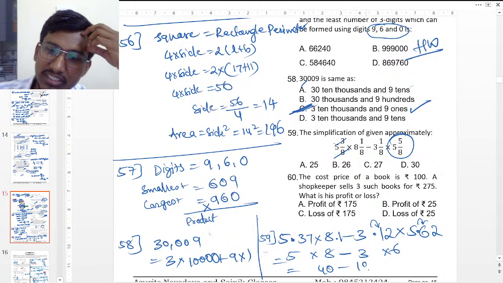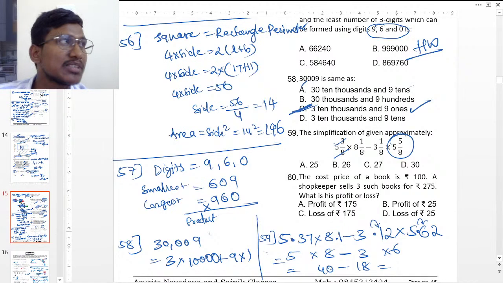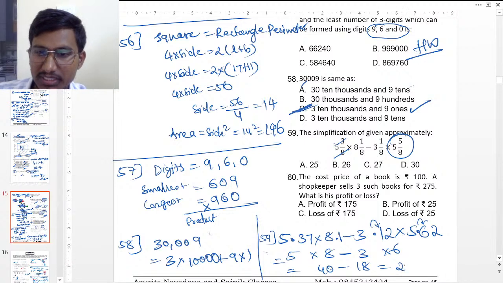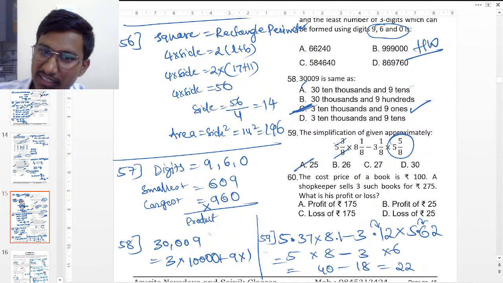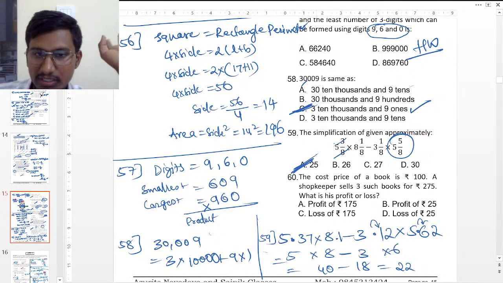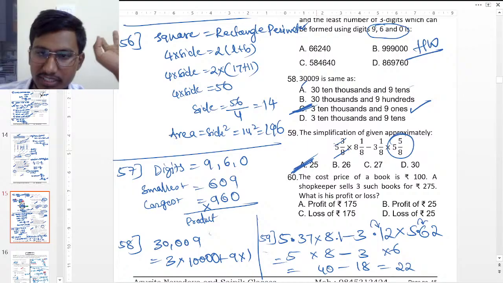So 40 minus 18, what will be the answer here, tell me? If you subtract, 22 will be the answer here, right? 22. So the nearest answer is option A, 25. That is the answer. Okay, so you mark it, you will get the answer. That's it. So 25 is the answer. Don't calculate, it will take lots of time.